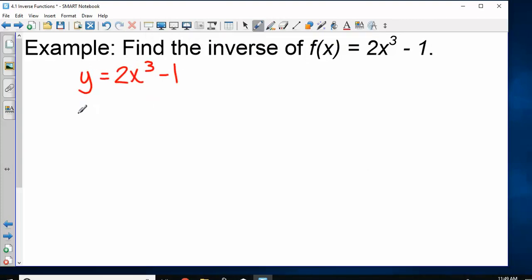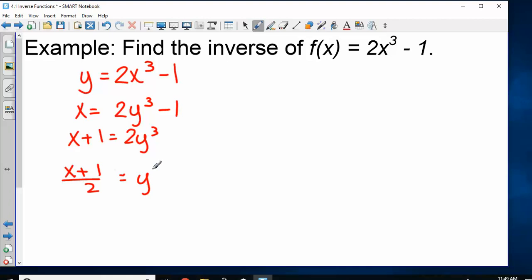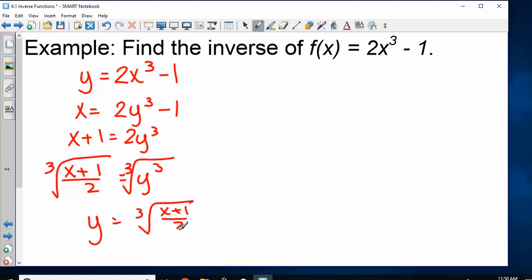Change f of x to y, switch x and y, solve for y. So add 1, and divide by 2. How do you get rid of a third power? Cube root. Do you need a plus and minus with that? No, if it's an even root, you add the plus and minus. If it's odd, you do not. So we get y equals the cube root of x plus 1 over 2.